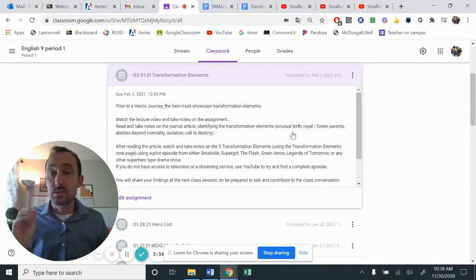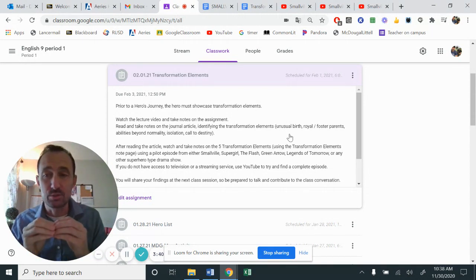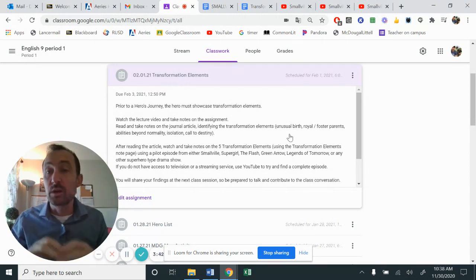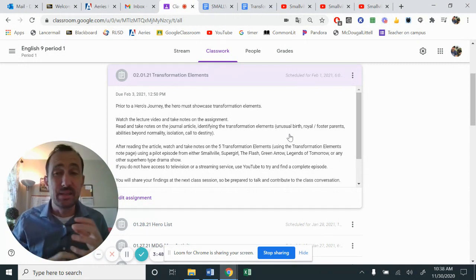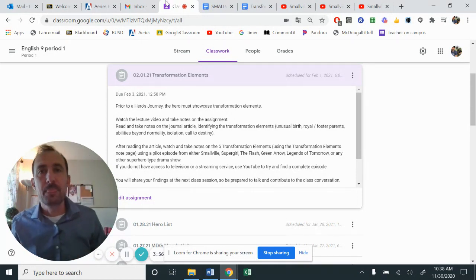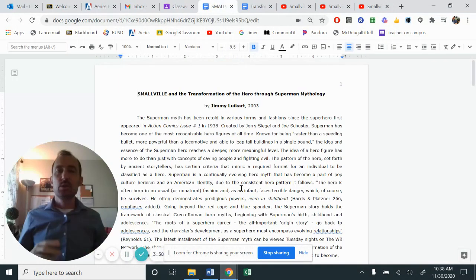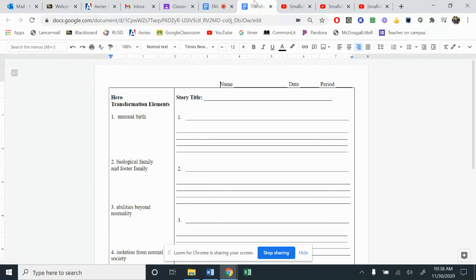Now, you as the scholar, you as the student, you get to decipher what is what and how it plays into your story. We're going to be developing this more as you have your own hero projects. But right now, we're going to begin to practice with looking at the transformation elements. Okay. So the transformation elements, there's 5 characteristics, and these are the 5.